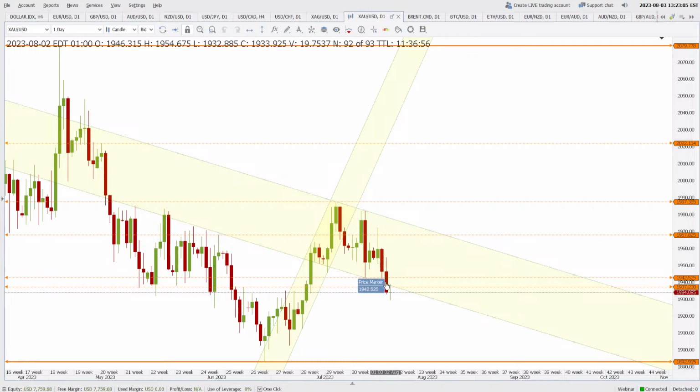Doji means that the buyers and sellers are equally strong here. If it is the case, don't you think that as the price will start rising, the sellers will be more and more jumping in to push the prices lower? So I think 1942 now will be acting as a good resistance, and the prices may go towards these lows and these lows here. 1892 I think is the ultimate support for the gold now. Let us see how the things unfold.